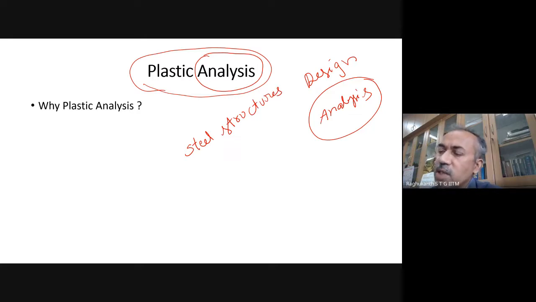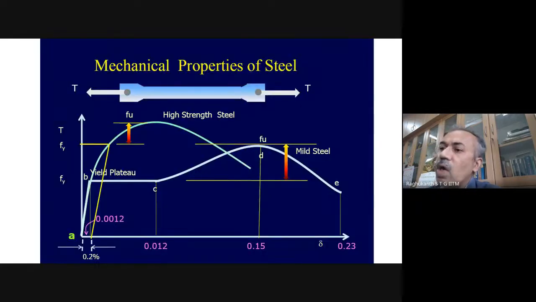So why do we require this plastic analysis? Now, the answer is in this stress strain curve. This is our stress strain curve for mild steel and of course high strength steel. In our construction we are going to use mild steel. Now you can see clearly that this initial portion is what we call the elastic region. Then this entire portion, from here to here, is what we call the plastic region.